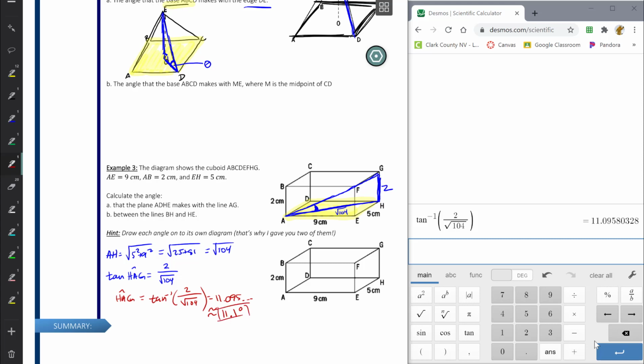Your task is to find now the angle between the lines BH and HE. Try that one on your own, and we'll check your work in class.